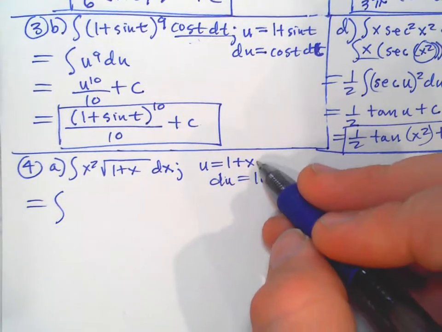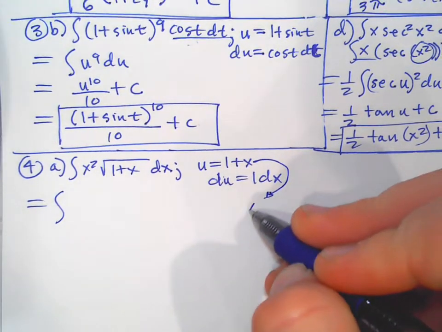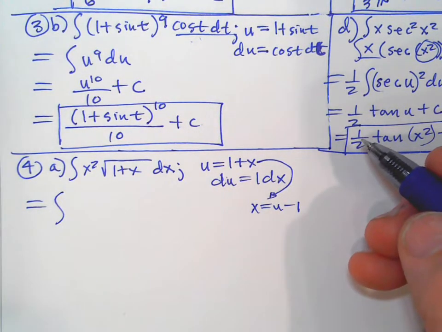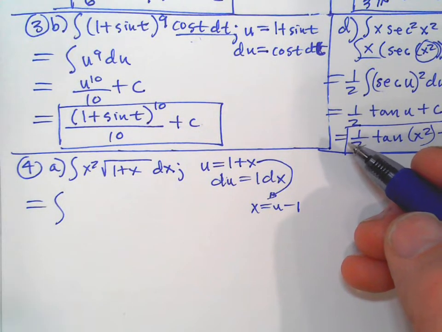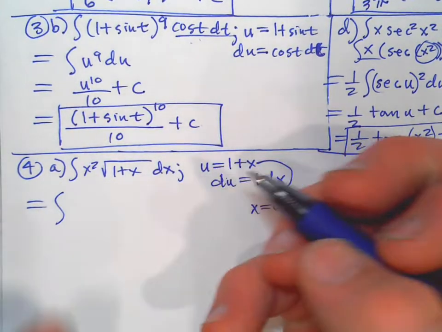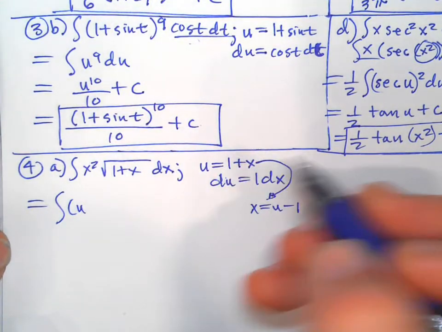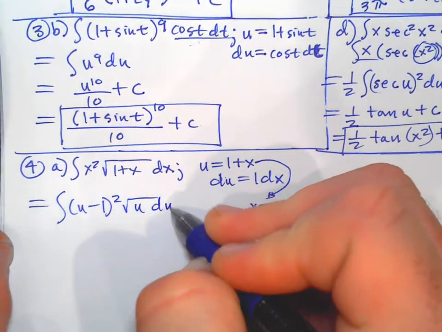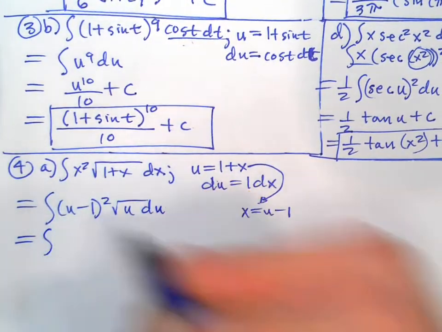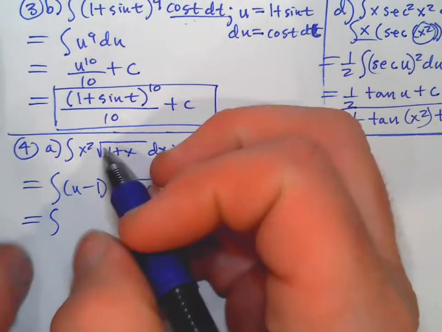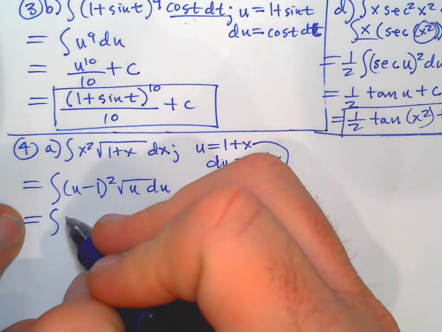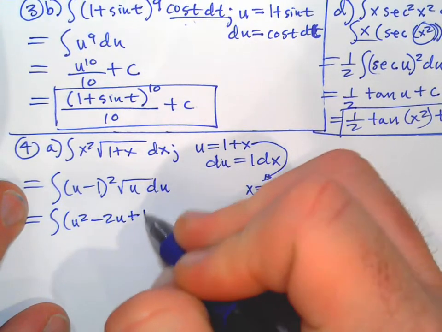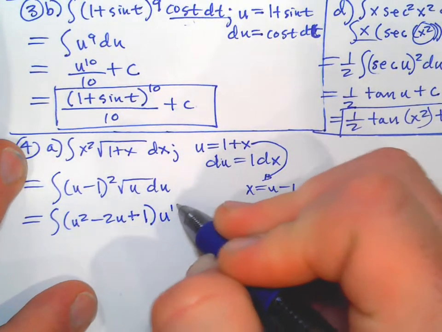If we rewrite this, we can't have any x's. So here's a possibility. We could solve for x in terms of u. x equals u minus 1. Now, I tried this in class in the notes, and it didn't really help. But maybe it will help this time. So this is going to be (u minus 1) squared, square root of u du. Now what I think we should do, based off of what we've been doing for the last couple assignments, is go and FOIL this out. It's going to be (u squared minus 2u plus 1) u to the 1/2 du.